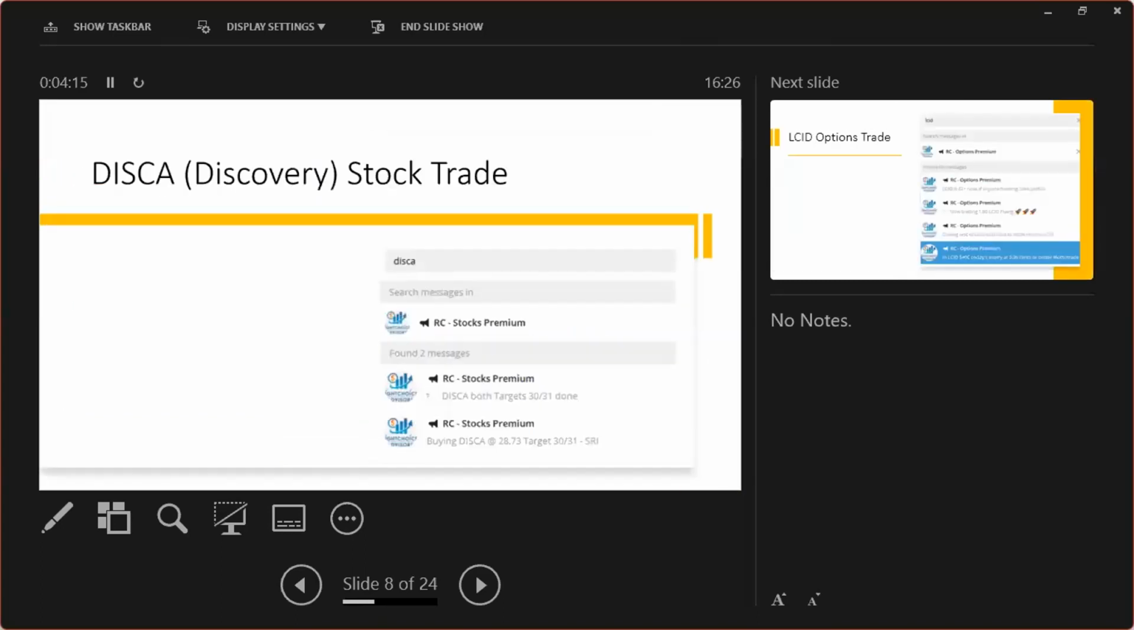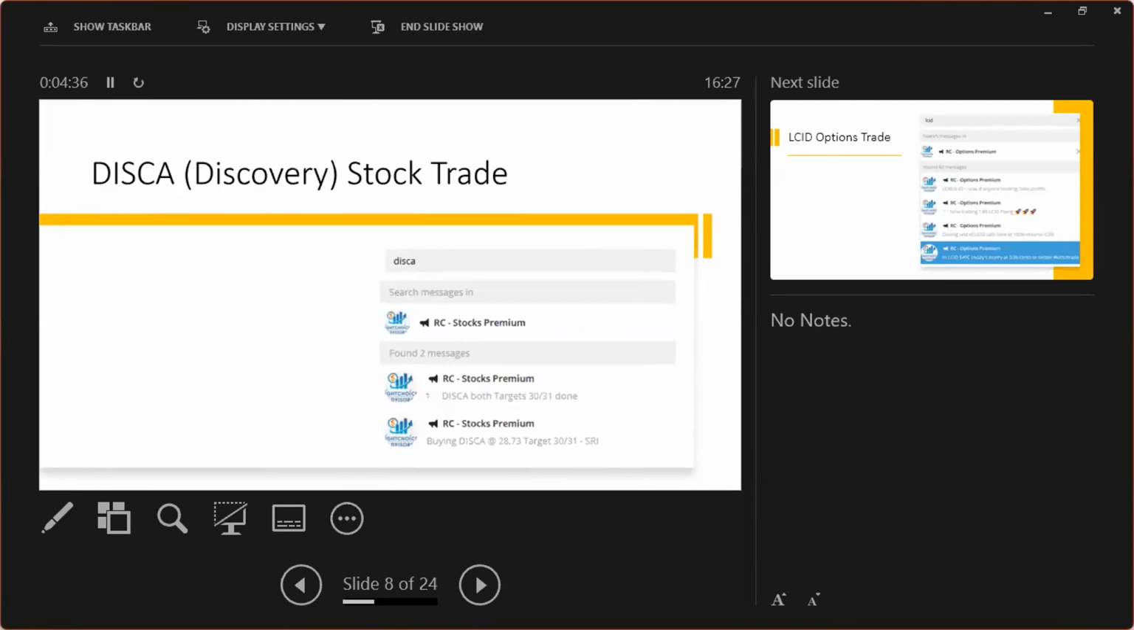So I'll take one trade today on demand. I'll show the live trading. Last Friday, I took one trade on the Discovery channel. It's actually breaking out, and I alerted on Friday that I'm buying at 28.73, and the target is 30.